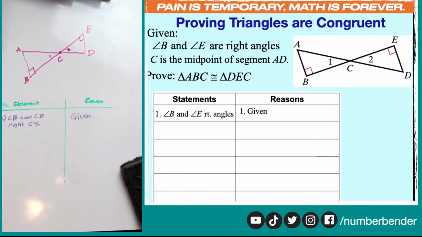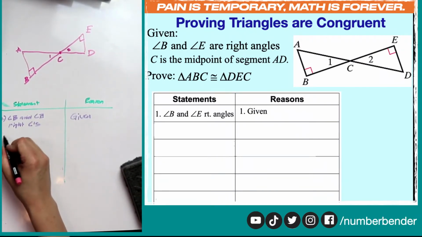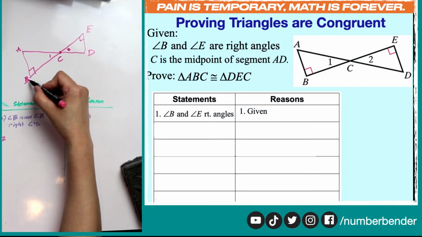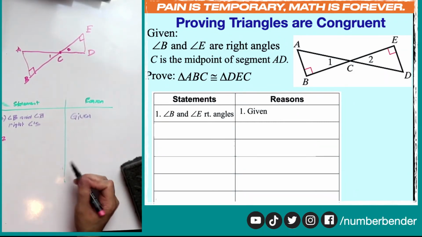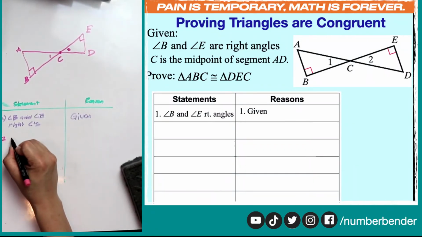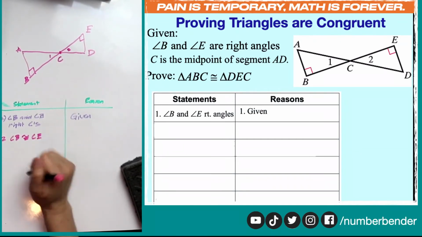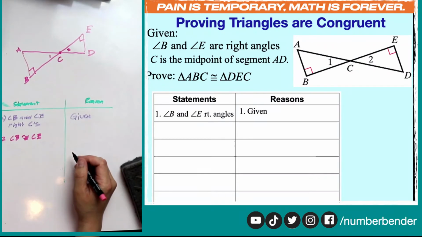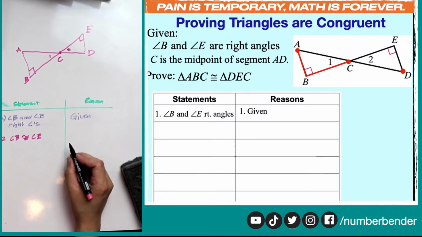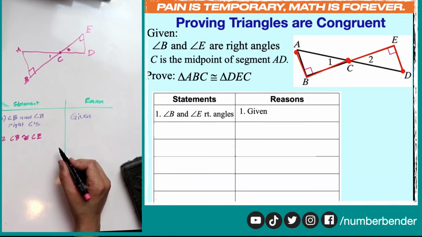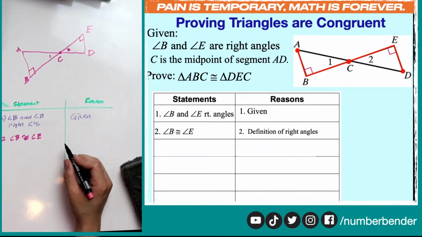And since we already have that established, let's use B and E because now we know that since they're both right angles, because it's given, we can also say that angle B is congruent to angle E because they are right angles, and that is the definition of a right angle. So angle B and angle E, we can say that they are congruent, and the reason for that is the definition of right angles.